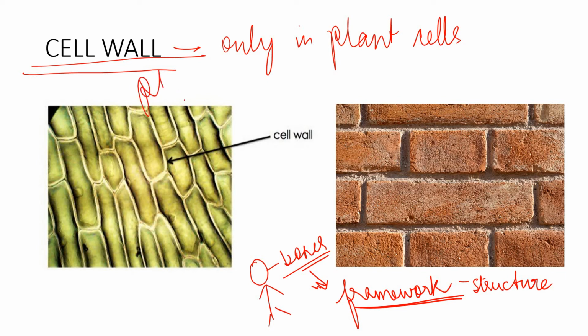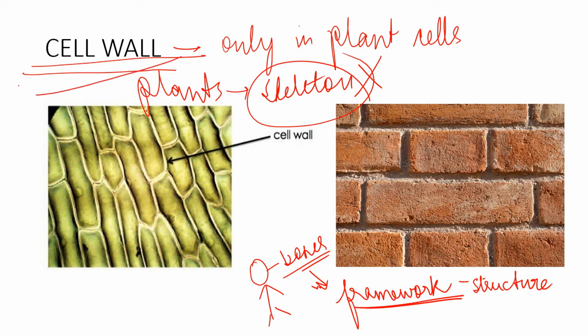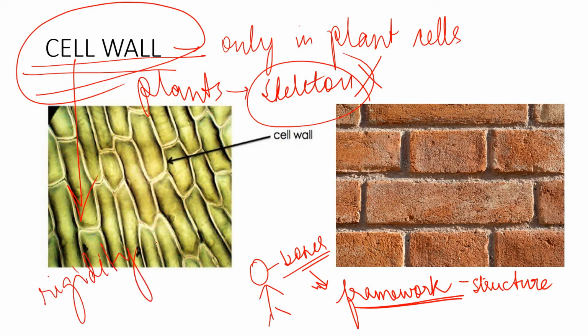But in plants, this skeleton is absent, isn't it? Plants don't have a skeleton. But then if you just go out of your room, you will find different varieties of plants, and each of the plants has a different structure, a different framework, right? Then how do they get this framework? If the plants don't have a skeleton, they get it with the help of the cell wall. This cell wall helps the plants to have rigidity. Rigidity means stiffness and structure to the plants.